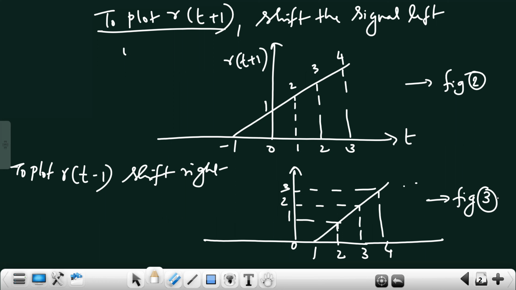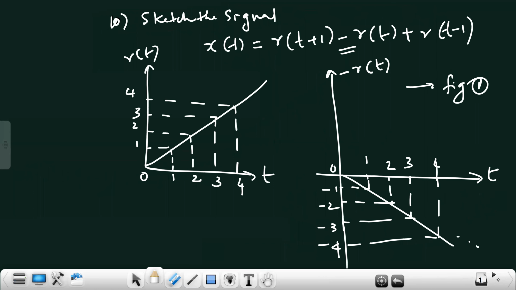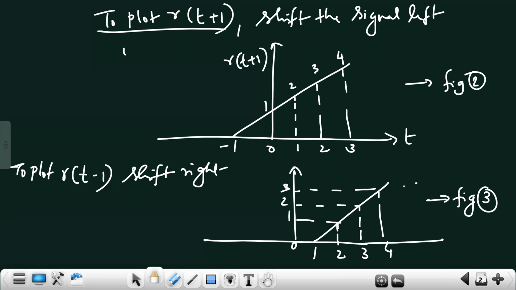So already we have plotted the 3 terms. Now we are there to add the 3 figures to get the final plot. As you can see, in figure number 1, we are having negative r of t. In figure 2, we are having r of t plus 1. And in figure 3, we are having r of t minus 1. Now adding all the 3 figures time slot wise, what you will get?